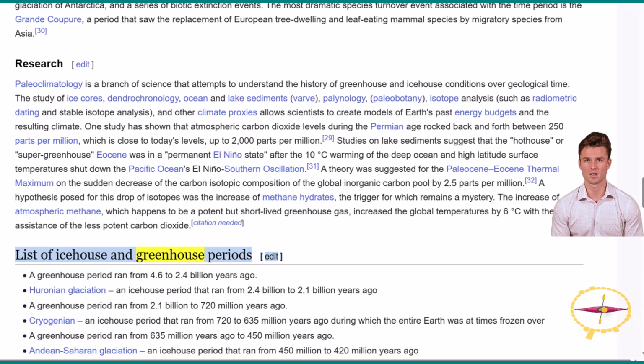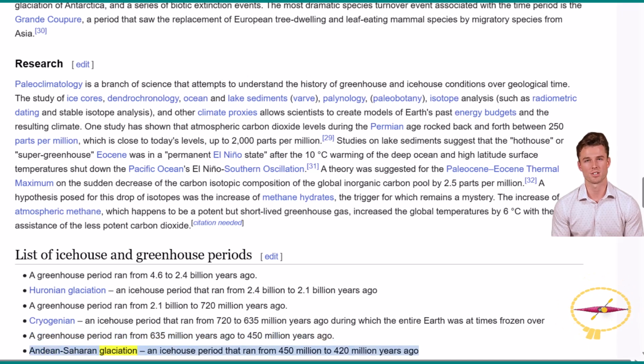List of icehouse and greenhouse periods. A greenhouse period ran from 4.6 to 2.4 billion years ago. Huronian glaciation, an icehouse period that ran from 2.4 billion to 2.1 billion years ago. A greenhouse period ran from 2.1 billion to 720 million years ago. Cryogenian, an icehouse period that ran from 720 to 635 million years ago, during which the entire Earth was at times frozen over. A greenhouse period ran from 635 million years ago to 450 million years ago.